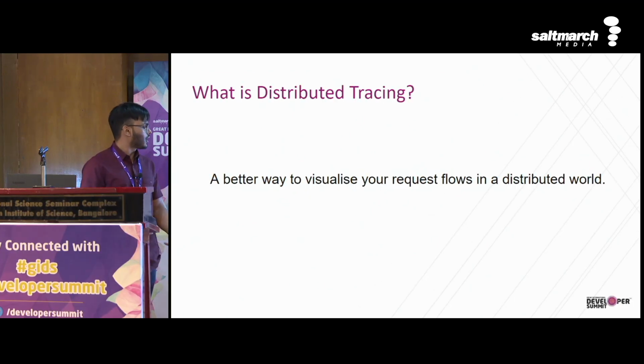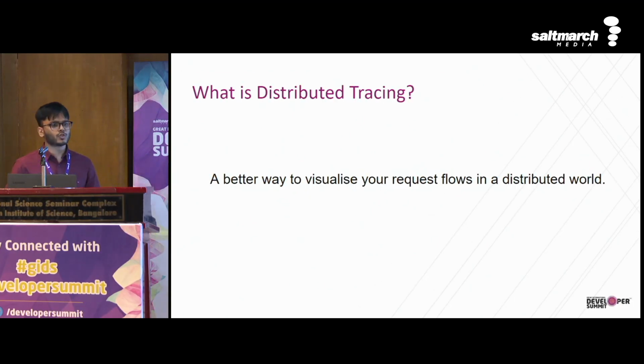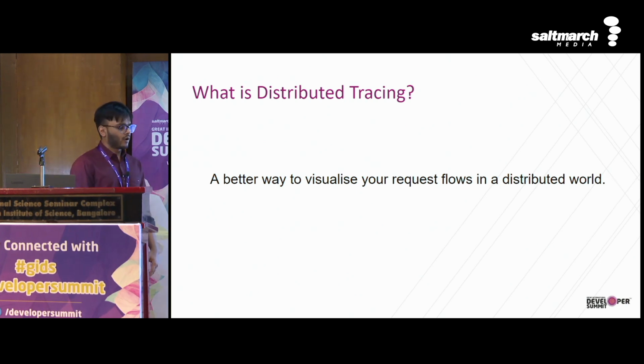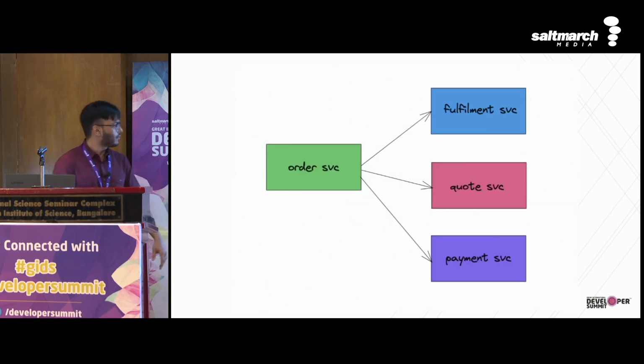Tracing in a very reductionist form is a better way to visualize your requests in a distributed world, right? So let's see what happens with traditional monitoring tools. You have a request coming into one service, and then, for example, you call a downstream system, and the request crosses the service boundary. Let's take this example: we have an order service. It communicates with 3 downstream services: the fulfillment service, the code service, and the payment service.